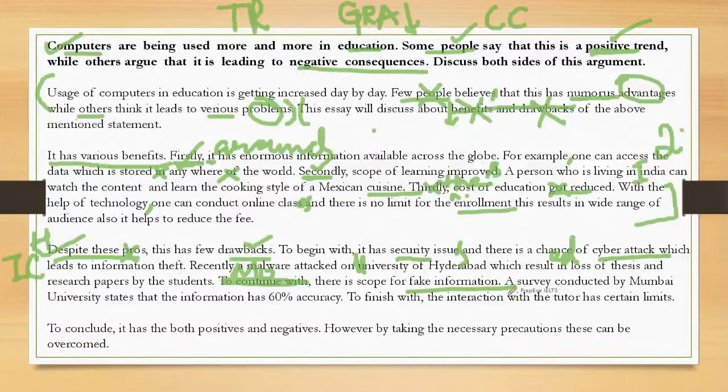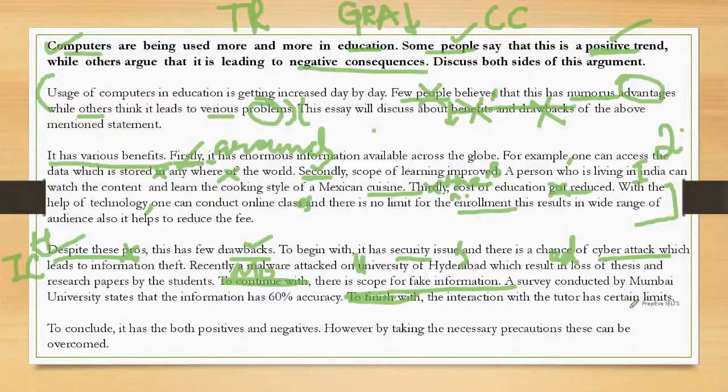Okay. So a survey conducted by Mumbai University states that the information has 60% accuracy. Yet again, we can write it in a better way. We can say a survey conducted by Mumbai University showcases that whenever someone is accessing information online, 50% of the time the information is inaccurate. So that's how you can write it. And instead of to finish with, you can also write finally, or last but not the least, or you can write furthermore. So you can use these sentences.